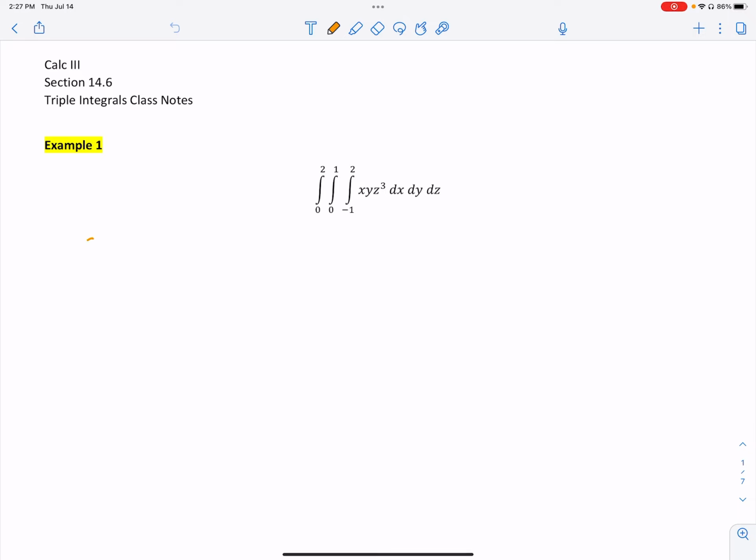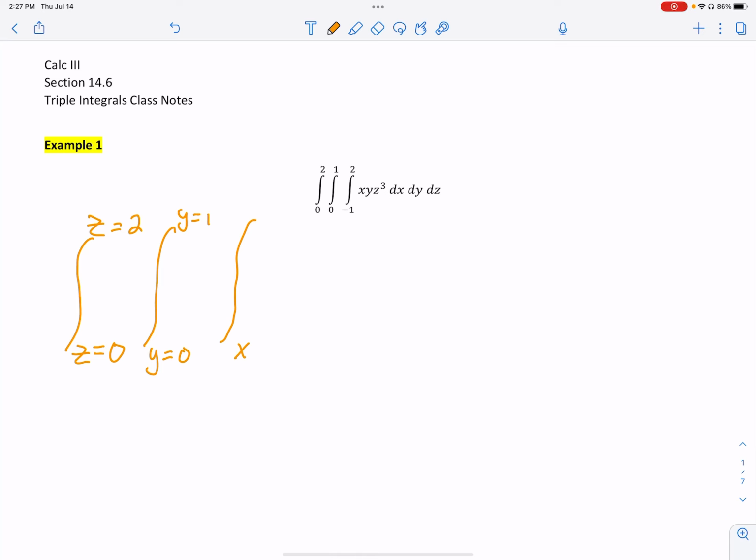The first thing I am going to recommend to you is to write in your bounds. It does get very confusing which one you're going to plug in. I know it's annoying. I know you don't want to, but trust me, you will make mistakes if you don't.